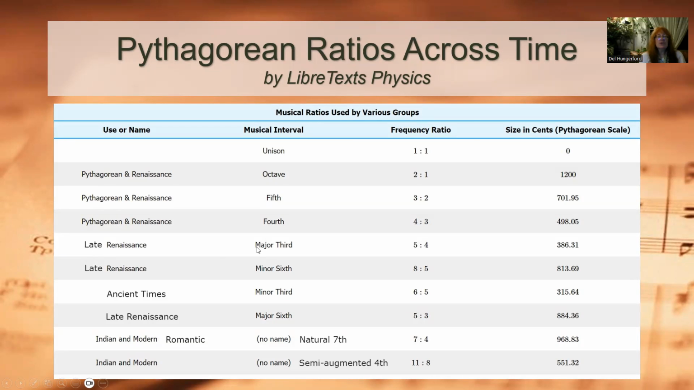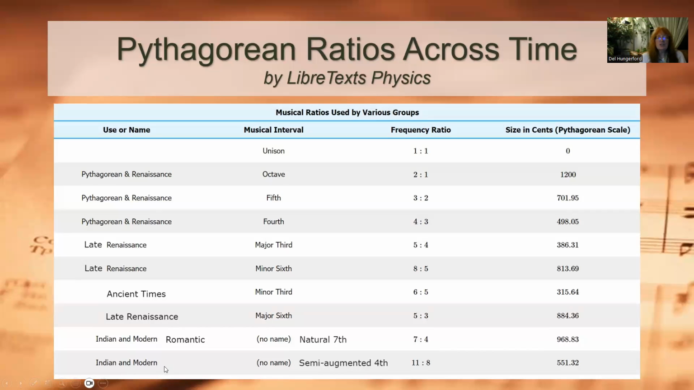So the major third, you see that in the late Renaissance. The minor sixth, you also see, he just had Renaissance, but you really didn't see it until the late Renaissance. The minor third has been around since the beginning of time. It is the easiest interval to sing, and you couldn't do the pentatonic scale without the minor third. And the pentatonic scale has been around since we've been making music. So that's why I have ancient times.